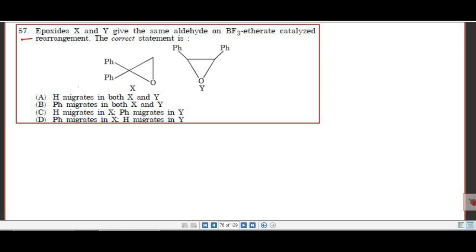The correct statement is: in X and Y both, H migrates; or PhH migrates both in X and Y; or H migrates in X, Ph migrates in Y; or Ph migrates in X, H migrates in Y.